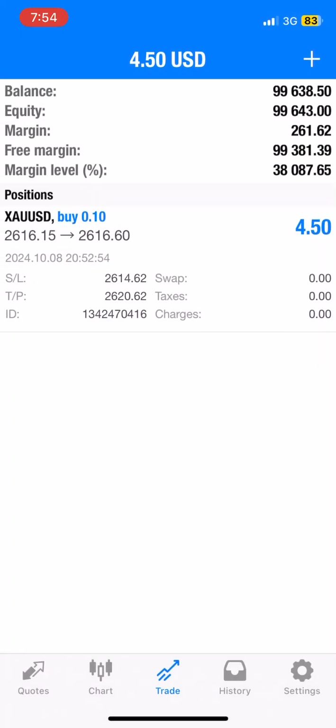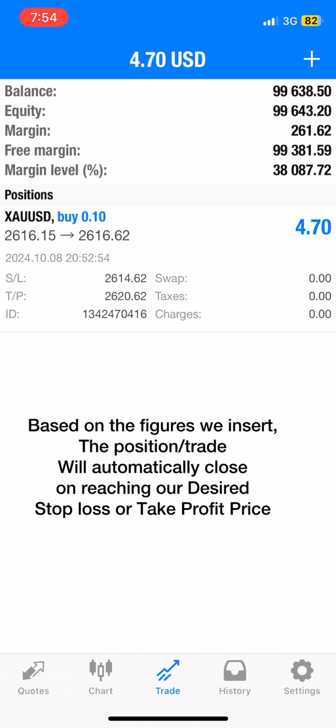So whenever market price rises to 2620, the trade closes automatically for me in profit. Likewise my stop loss.